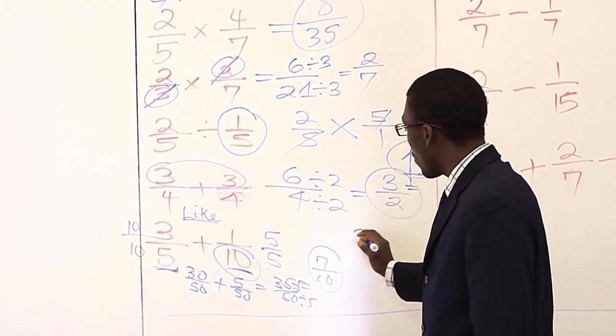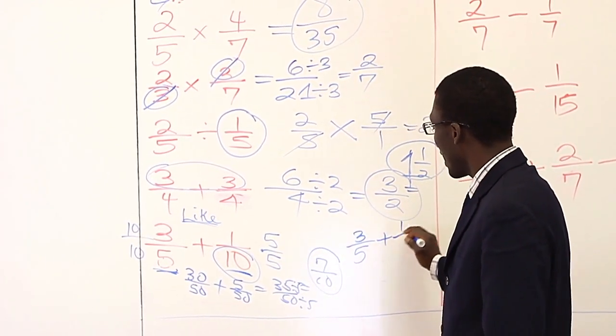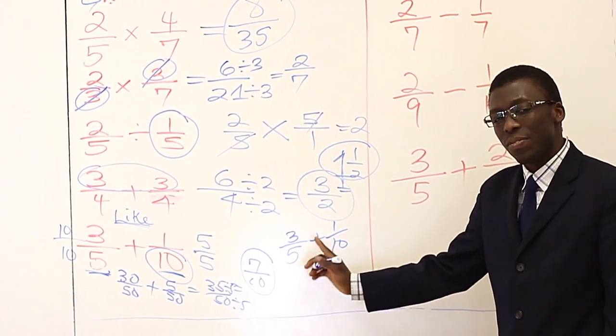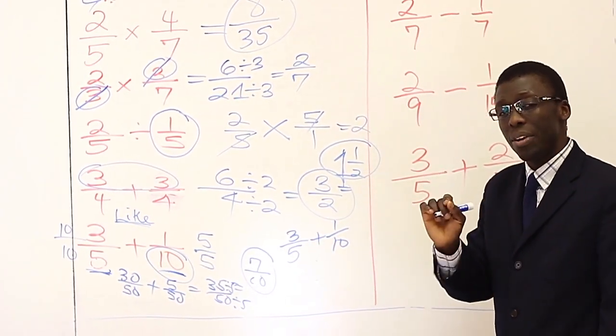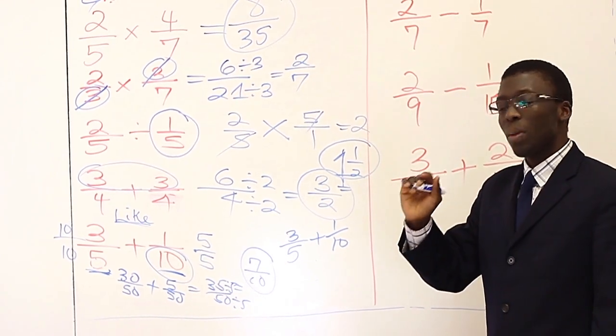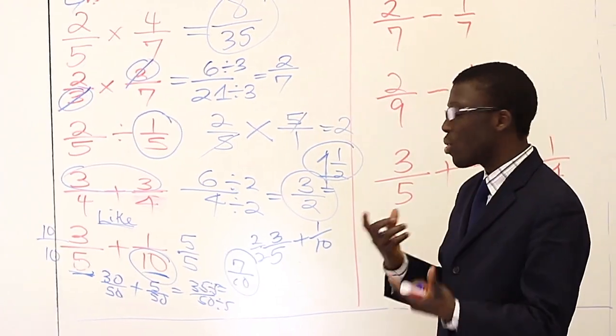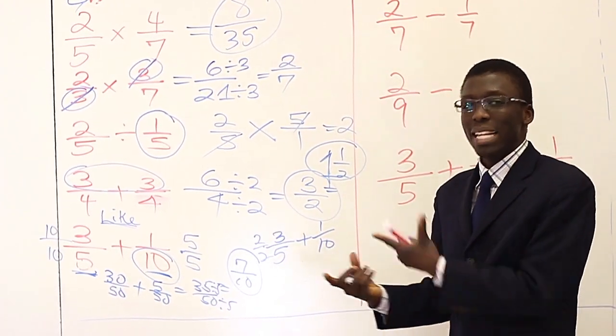So if you have 3 over 5 plus 1 over 10, all you would need to do is change the number on the left so that it has a 10 in the denominator. And how would you do that? You would multiply both the top and bottom by 2. So 2 over 2. So that becomes 6 over 10 plus 1 over 10. And that's 7 over 10.